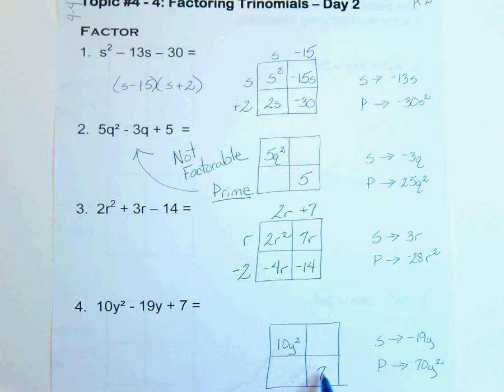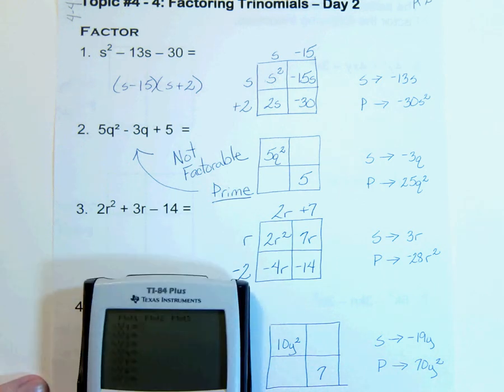Okay, one more on this side. Again, we're looking for products of 70 that give us a sum of 19. Okay, this one's a little trickier. You might go ahead and put this in the calculator. I'm going to go ahead and show that one to you. If I put in y equals, and we're going to put in 70 divided by x.